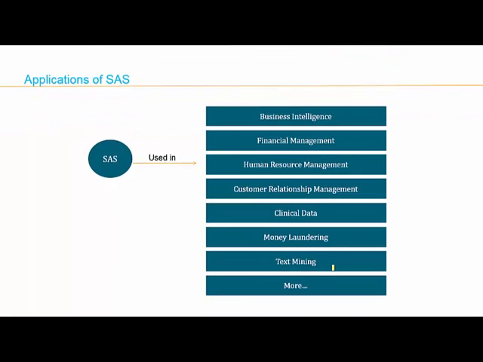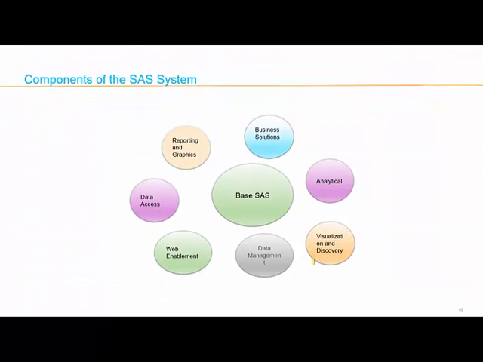So what are the applications of SAS? These are the applications of SAS. SAS can be used for business intelligence, financial management, human resource management, CRM, clinical data, money laundering, text mining, and many more. Which means SAS can be used in various industries. SAS only needs data. If you have data, you can deliver any kind of information to your end users or to your clients.